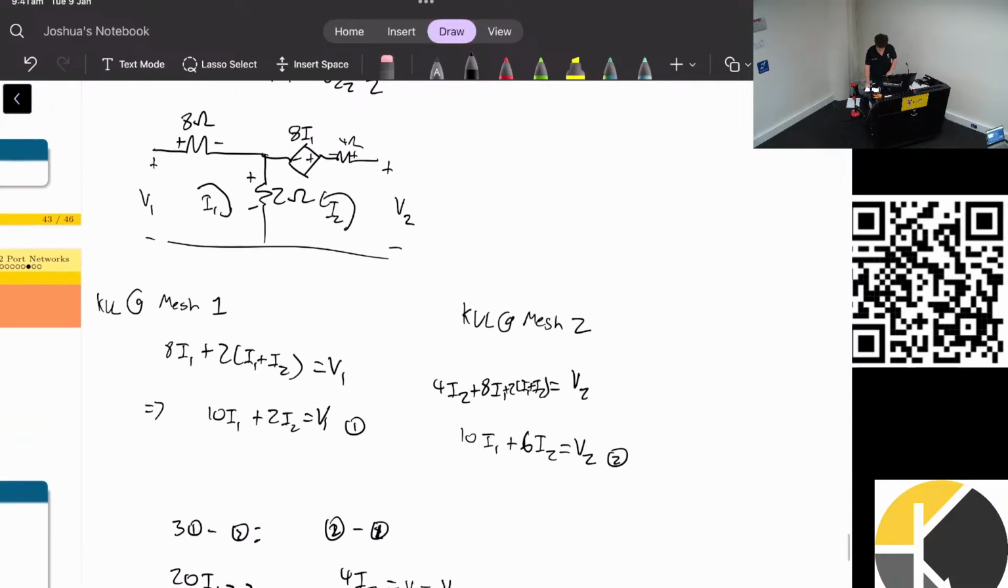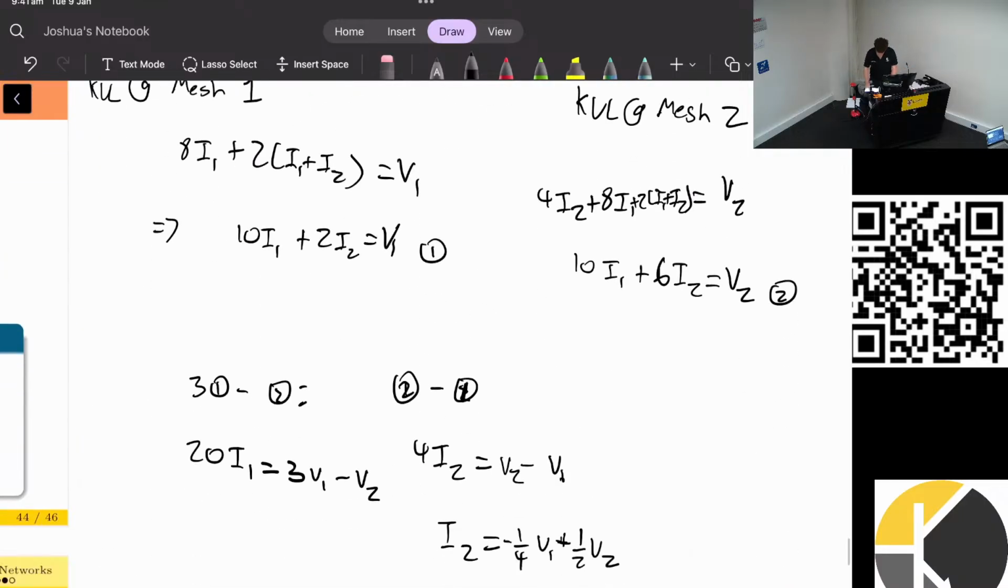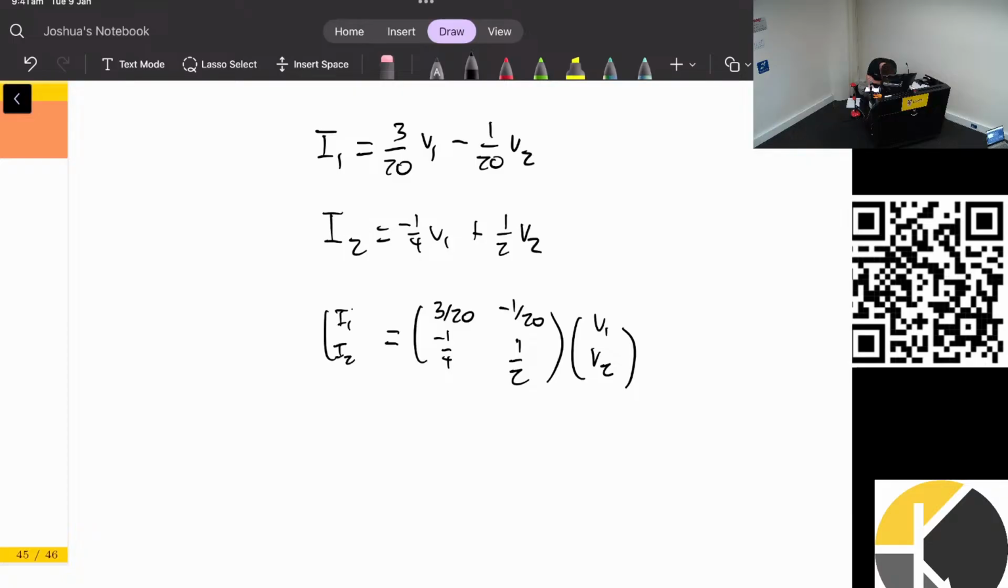I'll scroll up to make it clearer. It's in that form, which is really, really nice. What it means is it's actually factoring a matrix, which is a bit weird to say, but it's what we're doing. [3/20, -1/20; -1/4, 1/2] times [I1; I2] equals [V1; V2]. You see how you get these two equations from each other? So we can read off the y parameters.